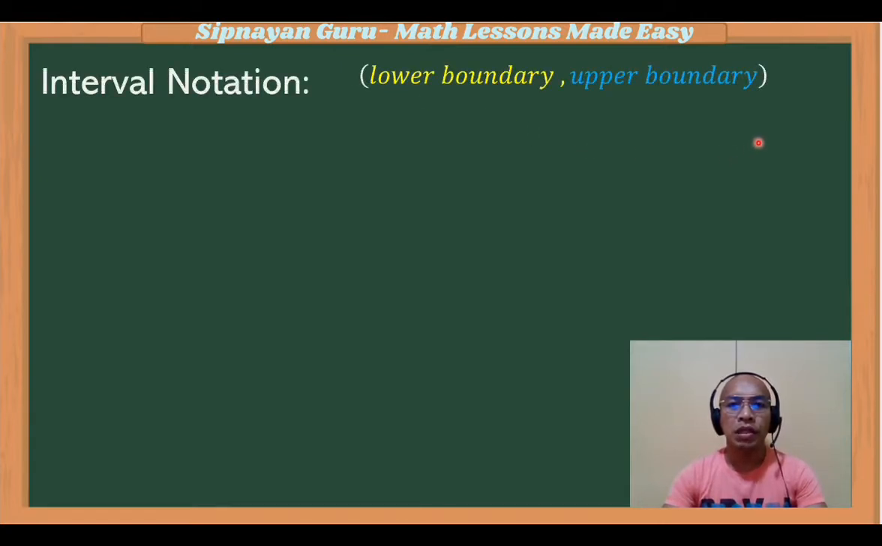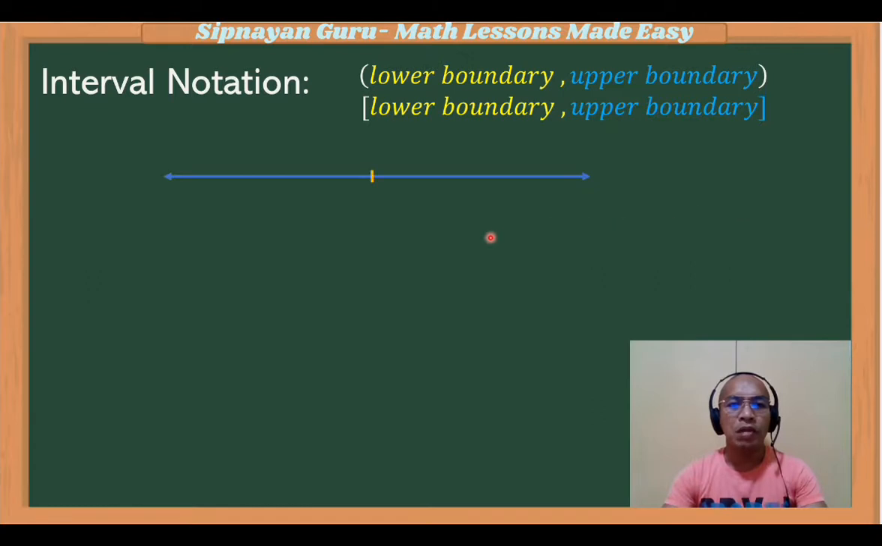In an interval notation, the left part of the interval is the lower boundary, while the right part is the upper boundary. This would mean that the lower boundary, since this is open, is not part of the solution set, and the upper boundary is not part also of the solution set. If it is closed, the lower boundary is included, and the upper boundary also is included. There are times that it will be mixed.